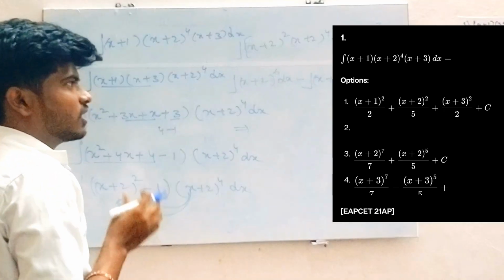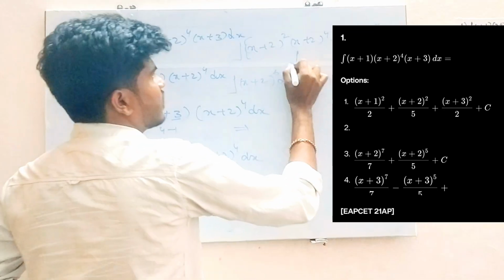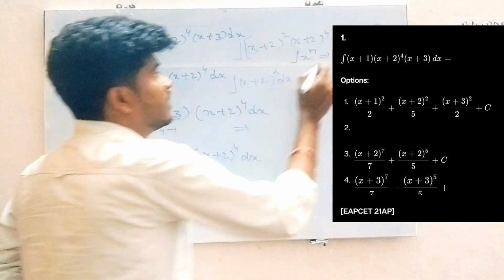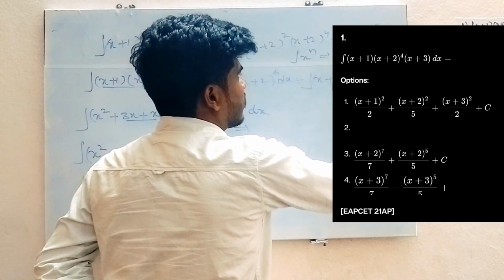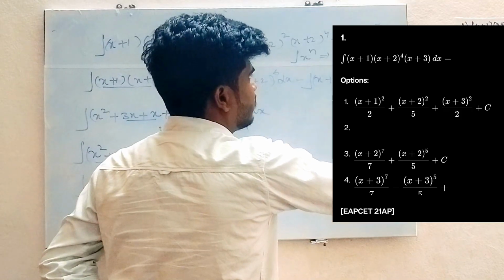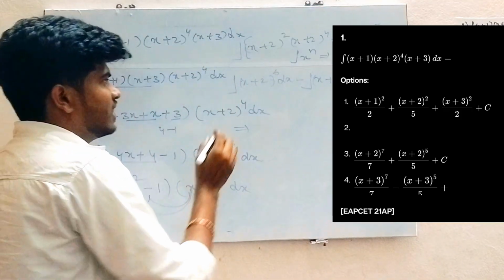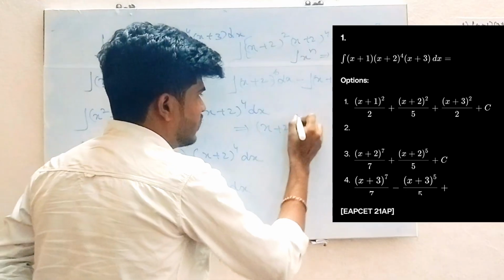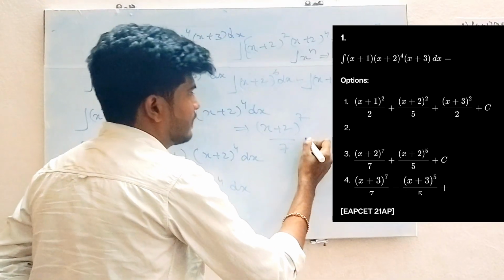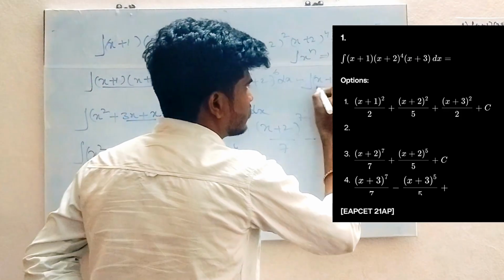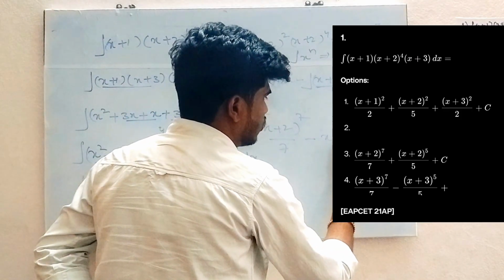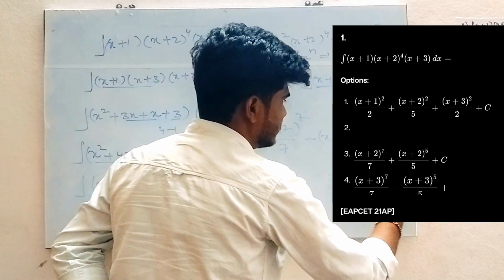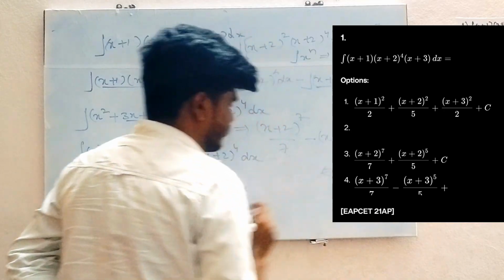Already you know what is the integral of x power n. What is the integration of x power n? x power n plus 1 by n plus 1 plus c. Now the integration of this part is (x+2)^7 by 7 minus, what is the integration of this part? (x+2)^5 by 5 plus c. This is the final answer.